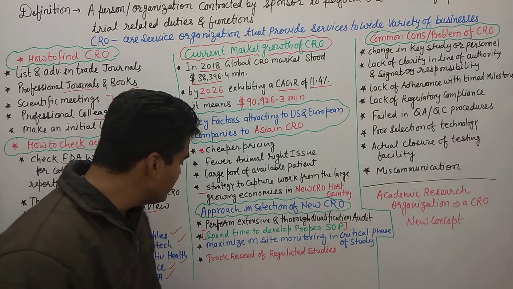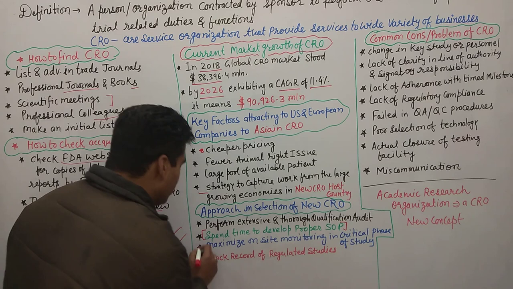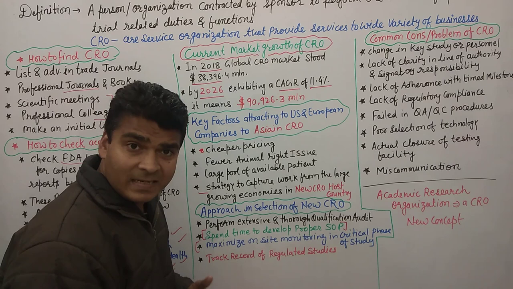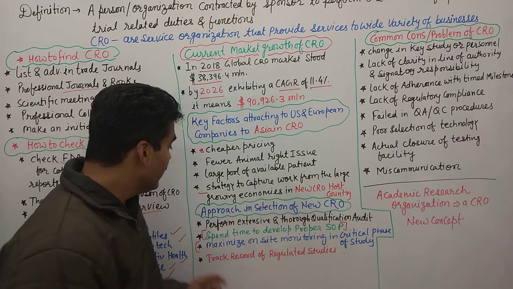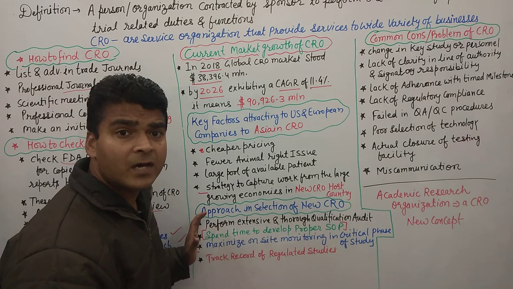Then maximize on-site monitoring in critical phases of the study. So they should ensure that they increase their site monitoring whenever a critical phase of the studies is going on. And then they should check the track record of regulated studies of these new CROs. If they find all these four criteria are well fit in a new CRO, then they can place their order with the new CRO. Clear, everyone?